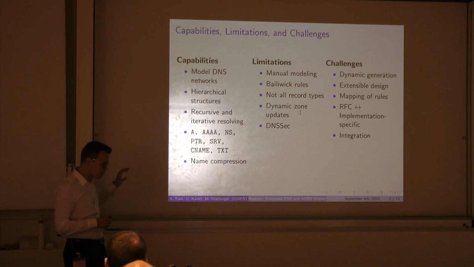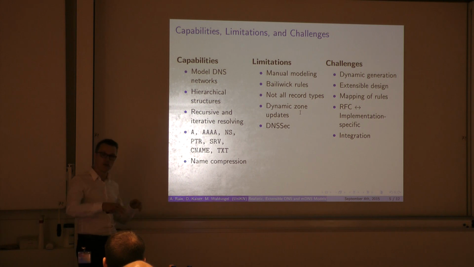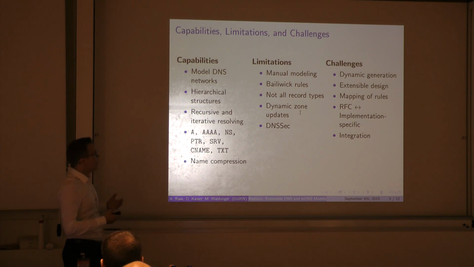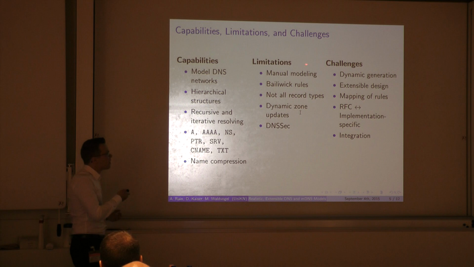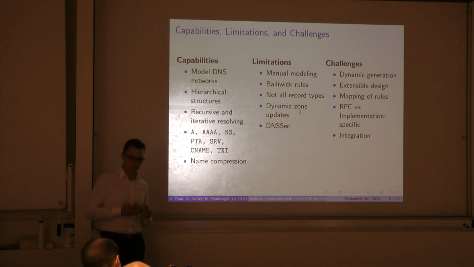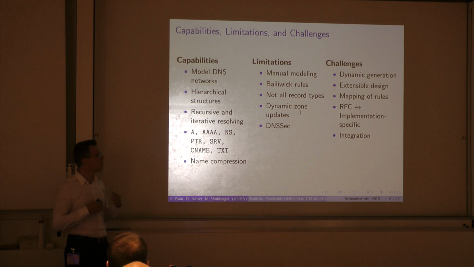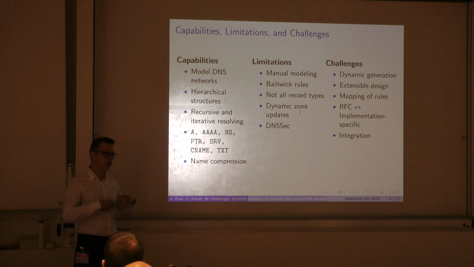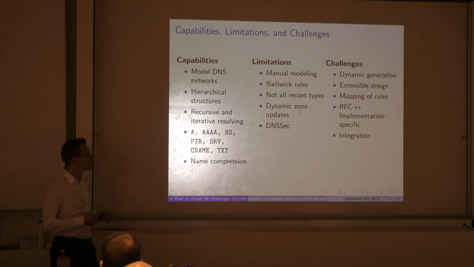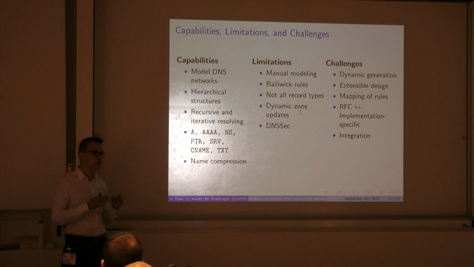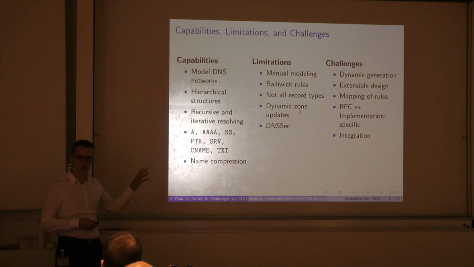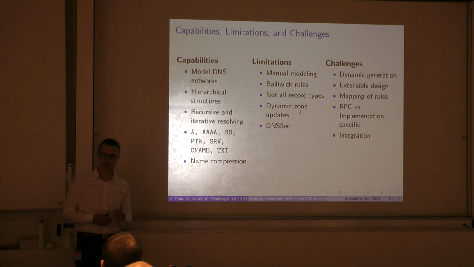And as previously mentioned, we support name compression, which is used in DNS in order to reduce the packet sizes. Now, current limitations include that you have to design your DNS networks manually and cannot use some sort of dynamic configurator. This means you have to define all zone files manually, you have to link parameters and specify IP addresses. We also have rather simple cache implementations and do not support more sophisticated rules like the bailiwick rules, which were used as an answer to DNS cache poisoning attacks.